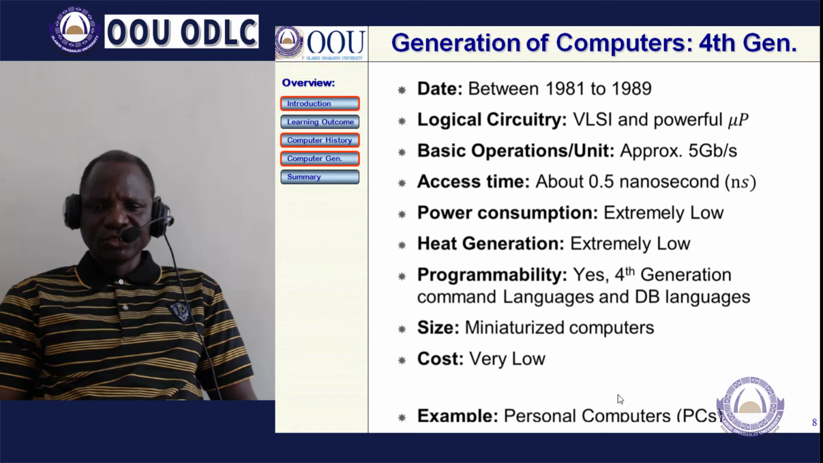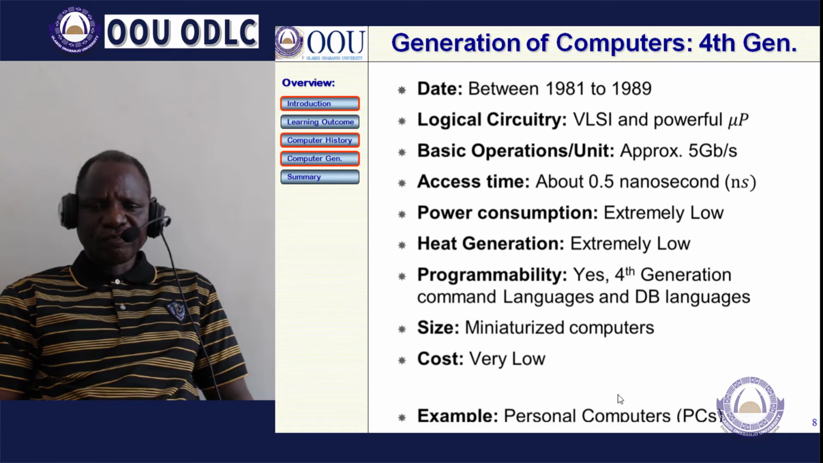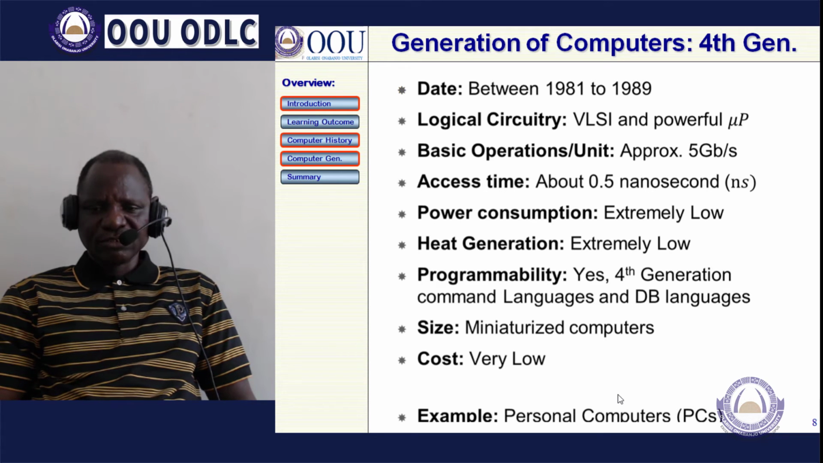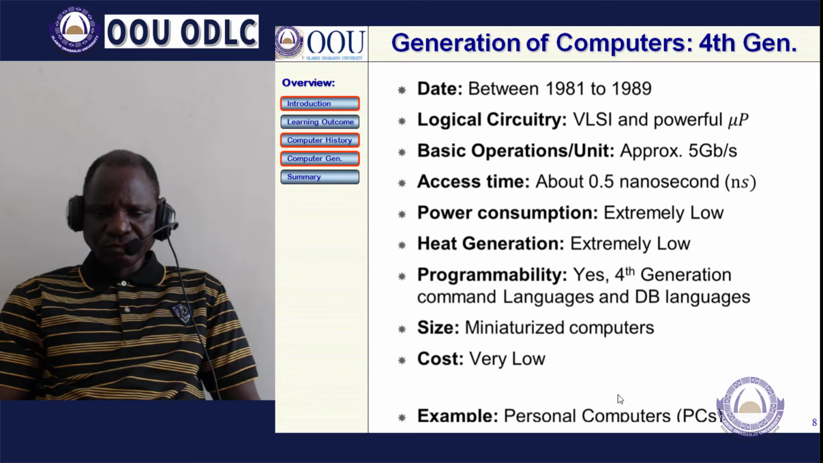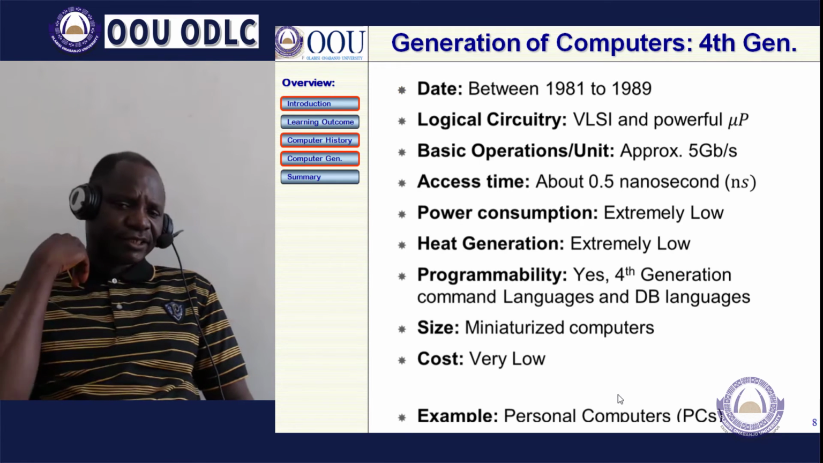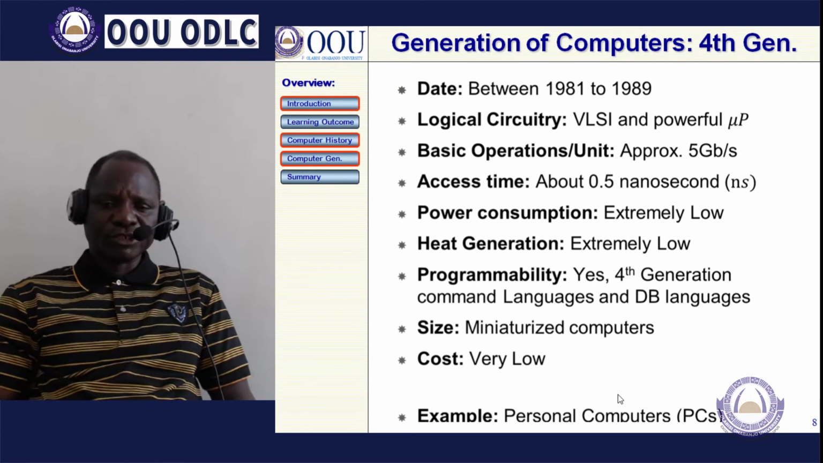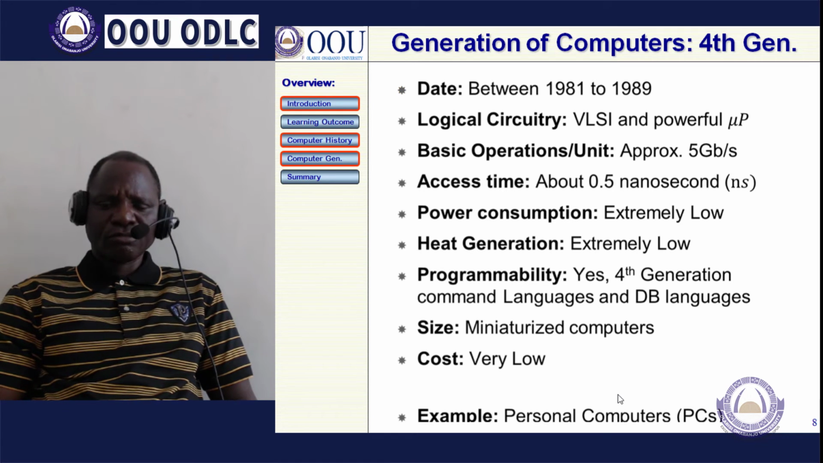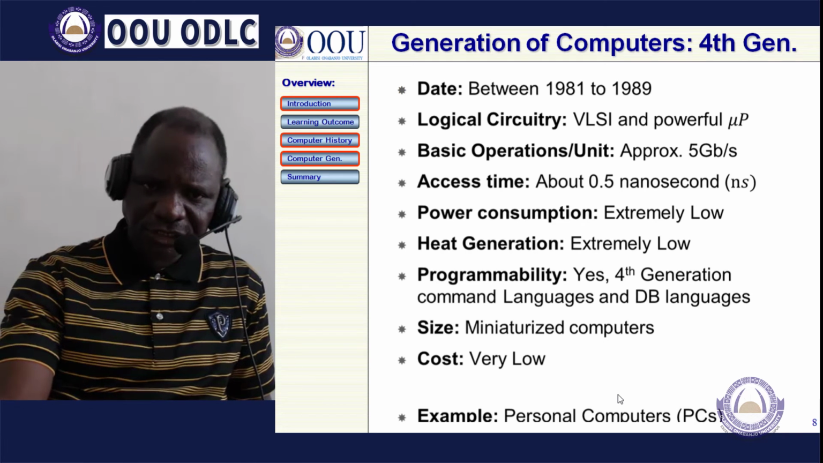They can always be used in office environments. They can be programmed using fourth generation command languages and database languages, in addition to the languages of second and third generations. They are miniaturized computers, that is, their size is very small and the cost is correspondingly low. Examples include personal computers, the so-called PCs.